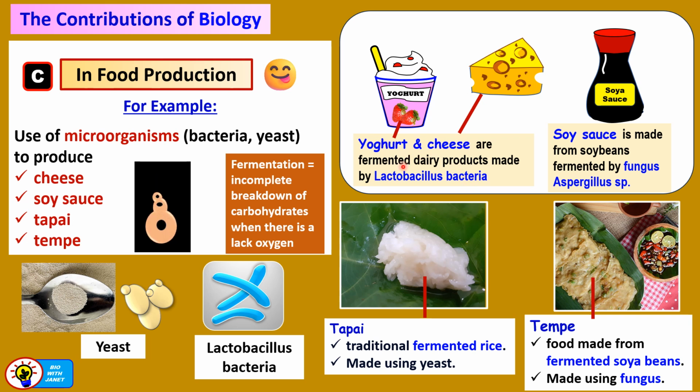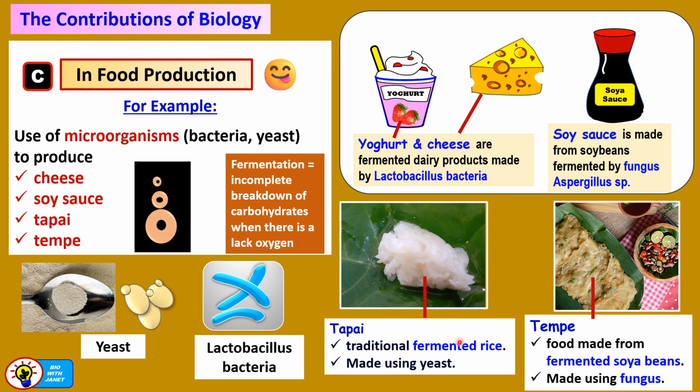Now, what's the meaning of the word fermented? Fermented products are products usually produced by microorganisms when they break down the carbohydrates in the food when there's a lack of oxygen. It's a breakdown of food products to form the final products when there is a lack of oxygen in the surroundings of the microorganisms. So yogurt and cheese are fermented dairy products made by lactobacillus bacteria, whereas soy sauce is also a fermented product made from soya beans, by using the fungus Aspergillus species. Whereas yogurt and cheese are produced from milk by the lactobacillus bacteria.